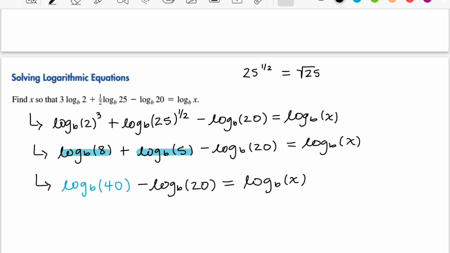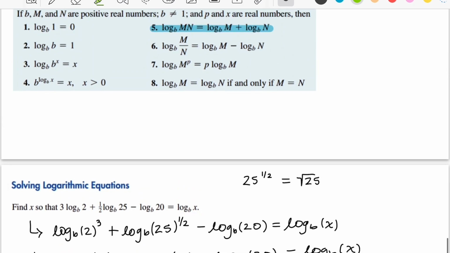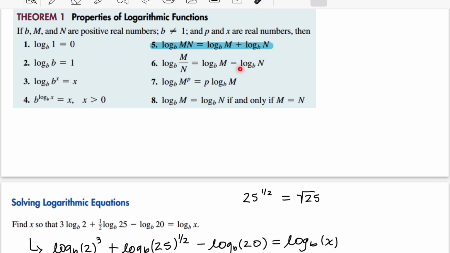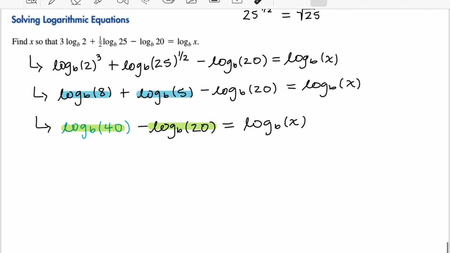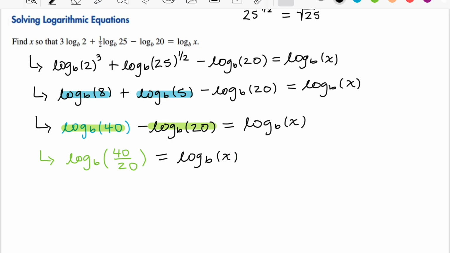All right, now the next property we're going to look at is with these guys here, and that is this difference property, property 6 here, which says that if we are taking the difference of these two log functions, that's the same as taking the log of this quotient here. So we'll rewrite this as log base b of 40 over 20, and then this is equal to log base b of x.